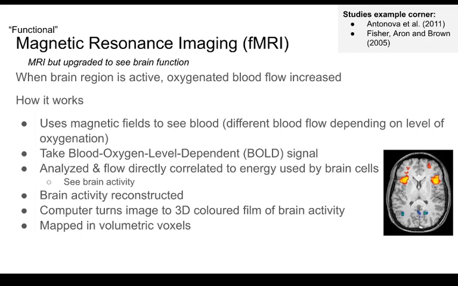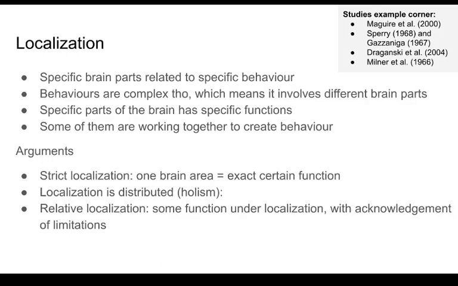Alright, next we have localization. Localization is basically based on how specific brain parts are related to specific behavior. Since behaviors are complex, they would involve a lot of different brain parts.